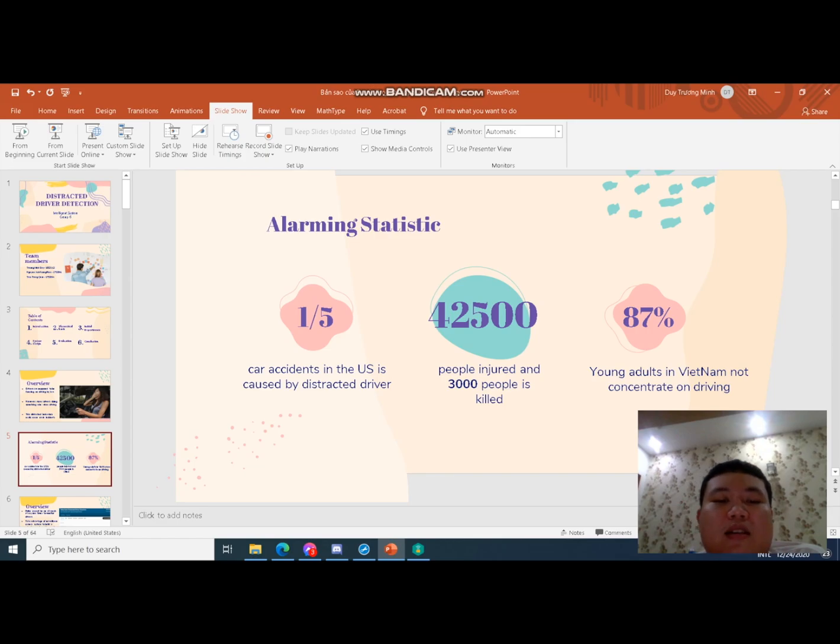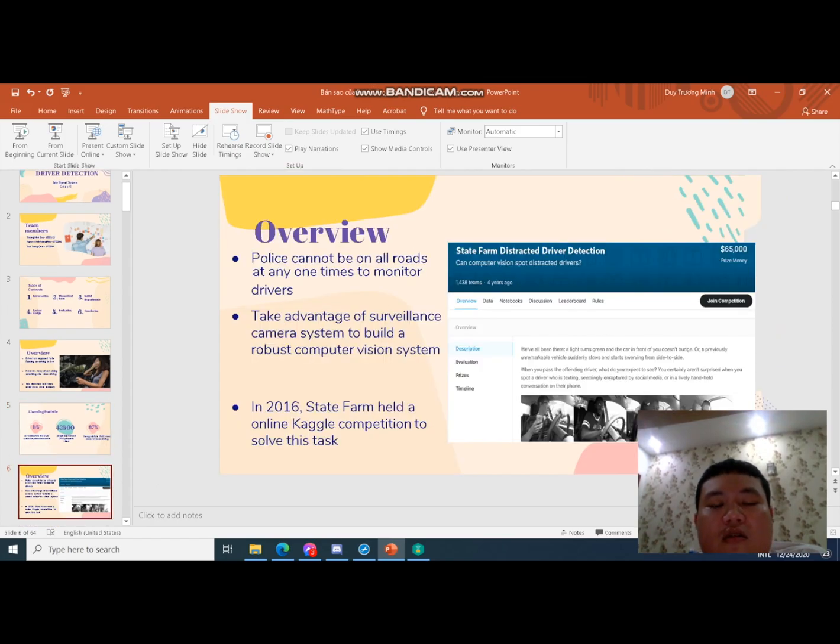So we have some alarming statistics. First, 1/5 of car accidents in the US are caused by distracted drivers. Sadly, 42,500 people were injured and 3,000 people killed. Finally, according to the Forbes Vietnam report, 87% of young adults in Vietnam do not concentrate on driving. So those alarming statistics raise the importance of how to detect the distracted driver.